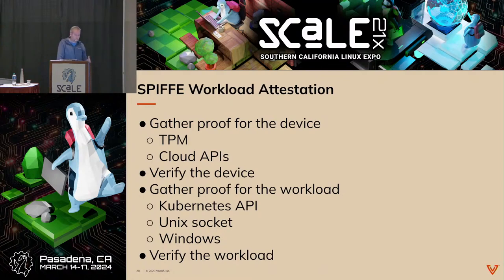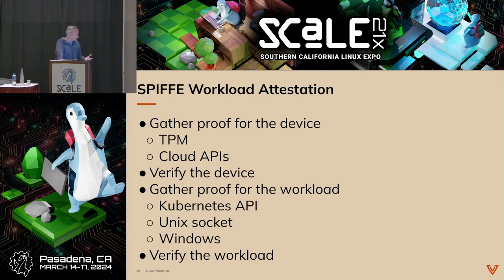In on-premise systems, this can be done, for example, through TPM or other environmental verifiable data. Once a node is verified, the workloads running on that node can also be verified. This is again done by verifying the environment. Proof can be gathered there, for example, from the Windows or Unix sockets, or when running in Kubernetes, by gathering proof from the Kubernetes API through the kubelet, for example.